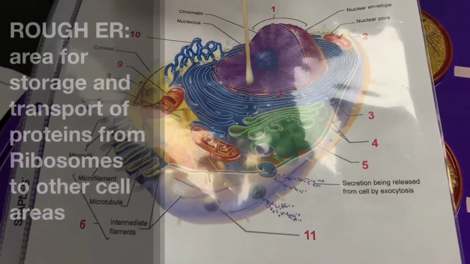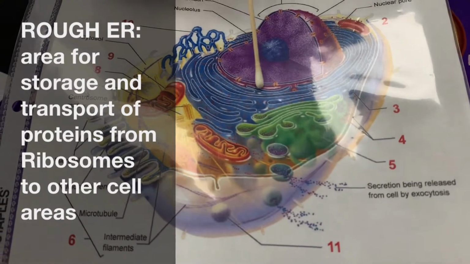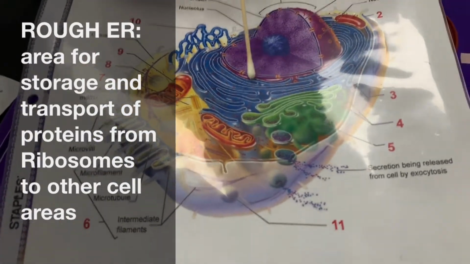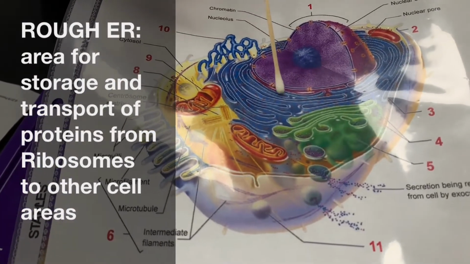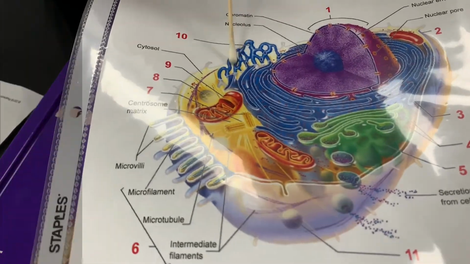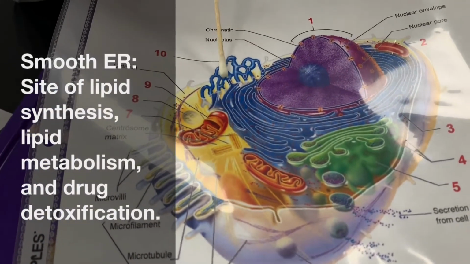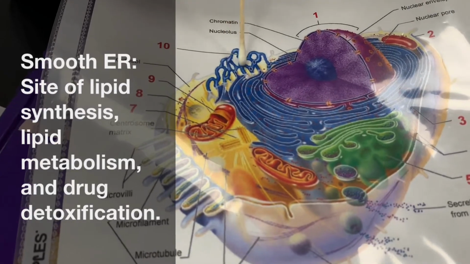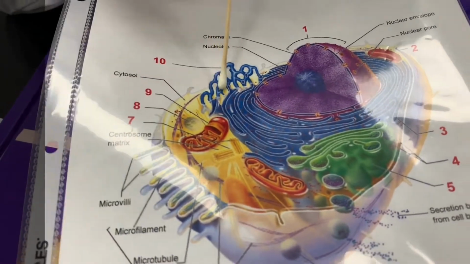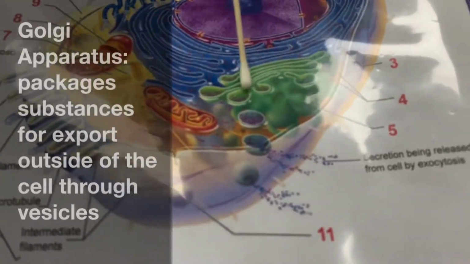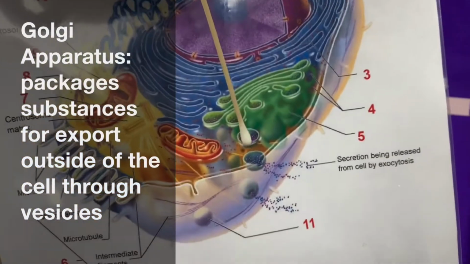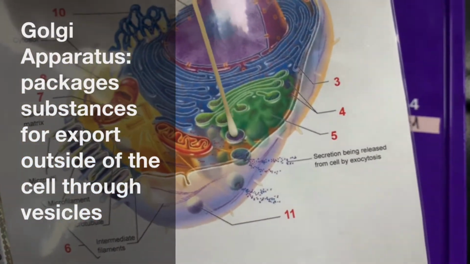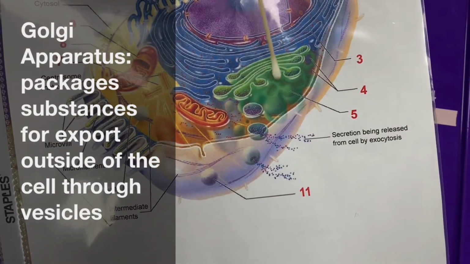The rough ER helps with transport of proteins. They also store proteins. The smooth ER synthesizes lipids and also controls lipid metabolism. Next we have the Golgi apparatus, which packages the proteins and sends them out of the cell in little vesicles. So this is the Golgi apparatus.